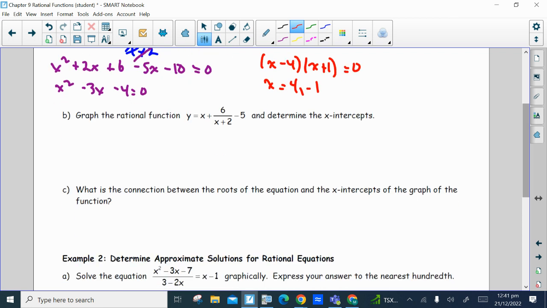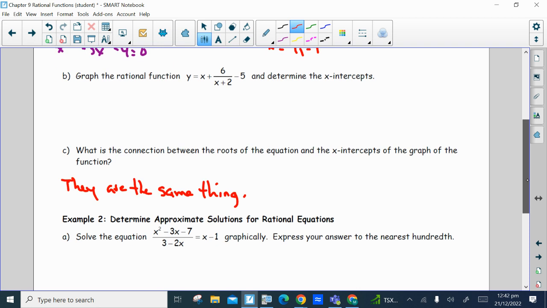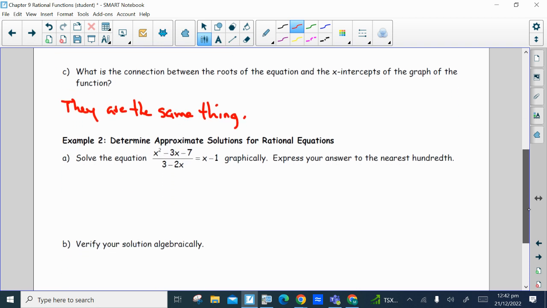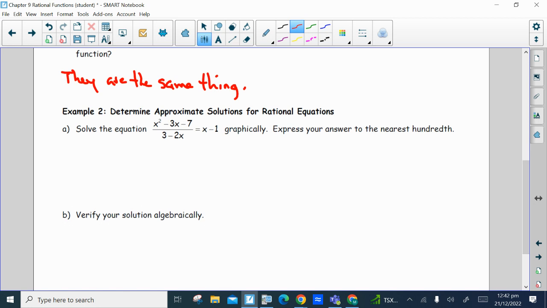So the connection between the roots of the equation and the x-intercepts of the function, they are the same. The same thing. If you want the roots, the zeros, the solutions of an equation, they are the same thing as the x-intercepts. Right, so this is how we can solve these rational equations. We can do them graphically, as well we can do them algebraically. And no matter which way you do it, you can always check. If you do it one way, you can check doing it the other way. In the first example, we did it algebraically first, and we checked graphically.